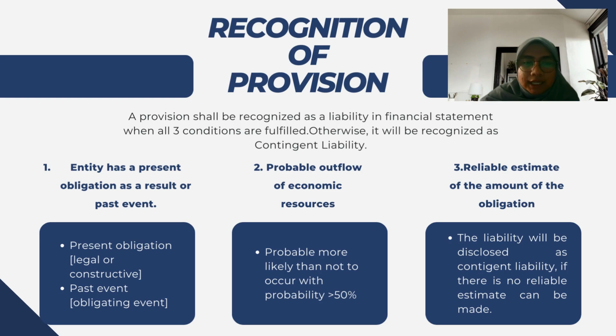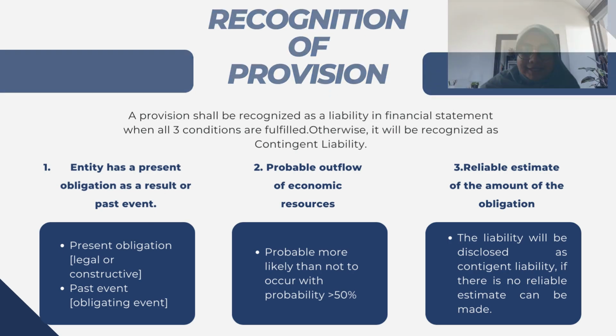An outflow is regarded as probable if the event is more likely than not to occur, or numerically the probability is more than or equal to 50%. And third, the entity can make a reliable estimate of the amount of the obligation. But when no reliable estimate can be determined, the entity shall disclose this liability as a contingent liability. And most importantly, as I mentioned earlier, the entity has to fulfill all the conditions to recognize a provision. But if any of these conditions is not met, no provision may be recognized.